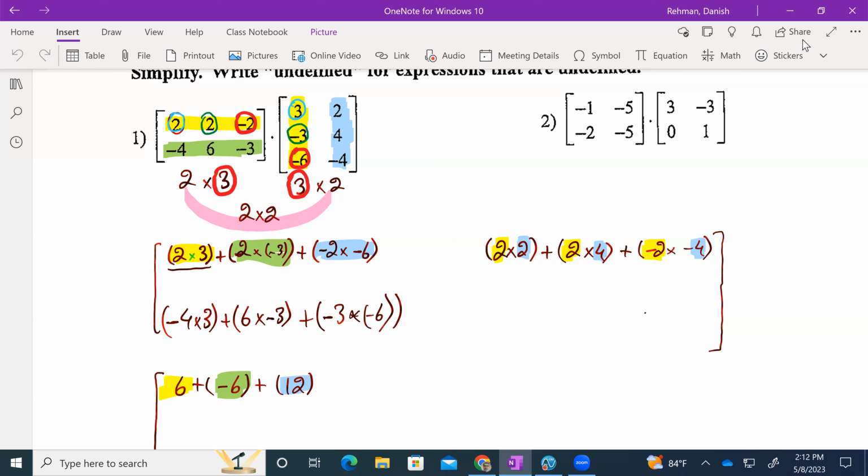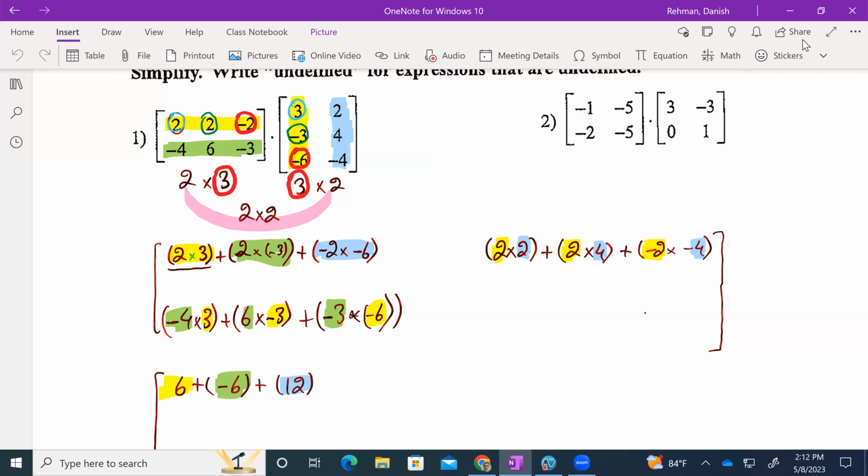Where did I get that from? I will highlight it for you. -4 is from the green row, 6 from the green row, -3 from the same green row, and then I got 3 from the yellow column, -3 from the yellow column, and -6 from the yellow column. That's the process. Keep looking at that.